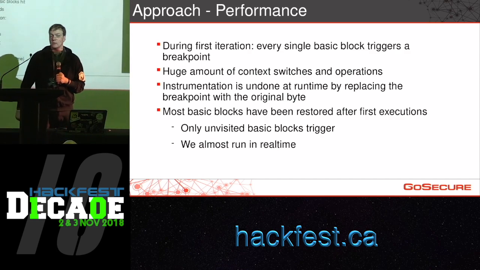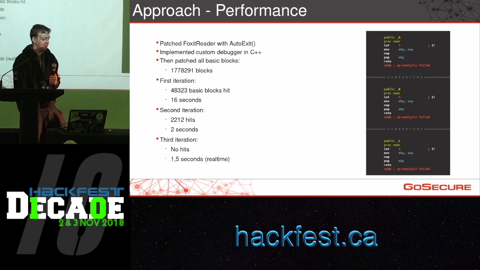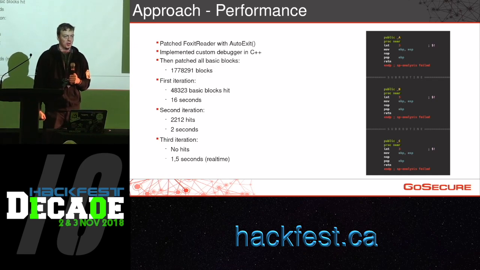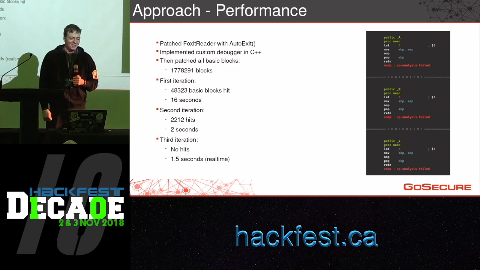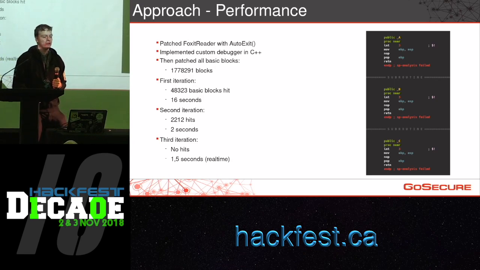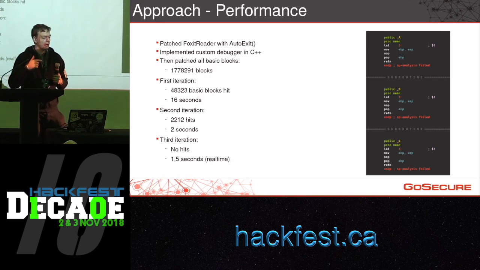So to get an idea of this, again, I patched Foxit Reader with the auto-exit approach. Finally, it kills itself, right? And then I implemented a custom debugger in C++. I say it like it's super easy, but it took me like a month. And then I patched all basic blocks that appear in Foxit Reader. And this was a number of 1,700,000 something basic blocks. I have not done this by hand. Obviously, I wrote a script for this. And then I ran my custom debugger on this.